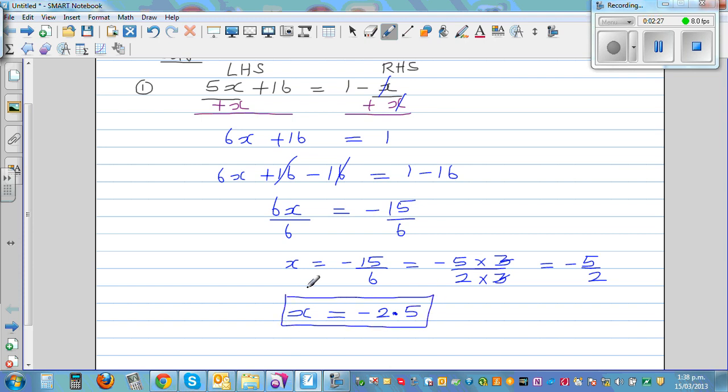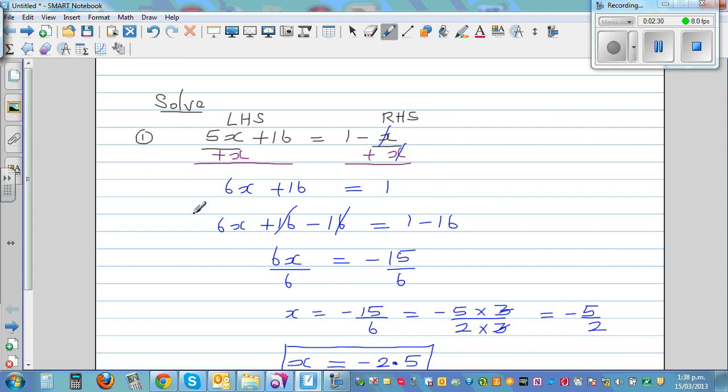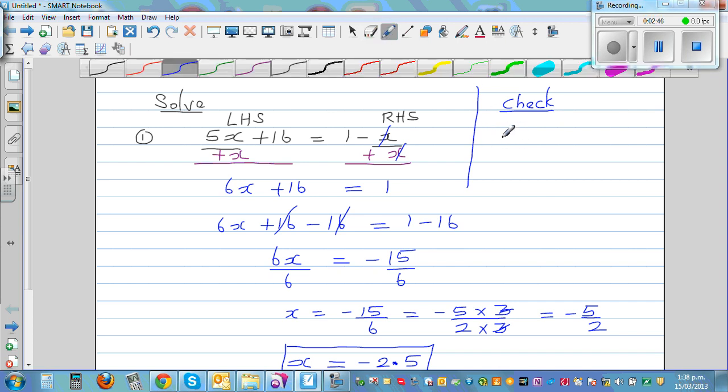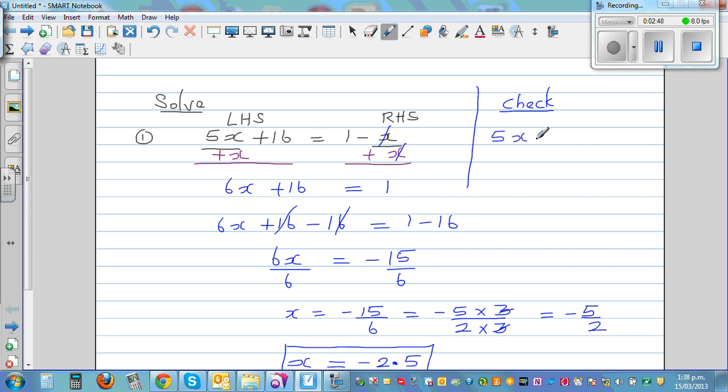A good habit is always to check whether your answer is right. So let's check our answer. So what does this answer mean? Here is where you do the real learning. So let's do what is 5x plus 16. This is 5 times x plus 16. So this is 5 times 2.5 plus 16.